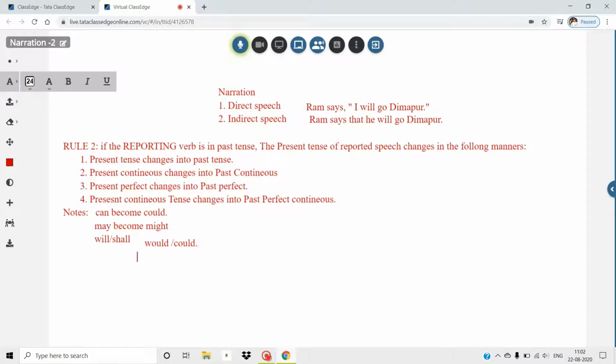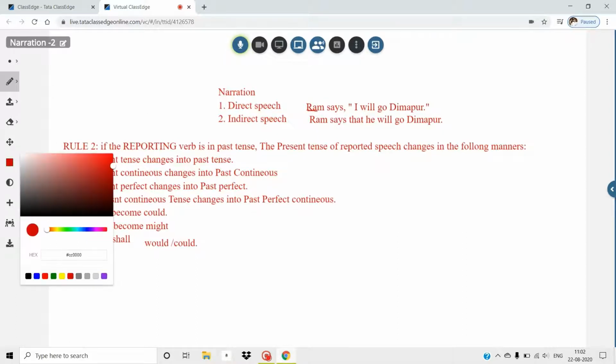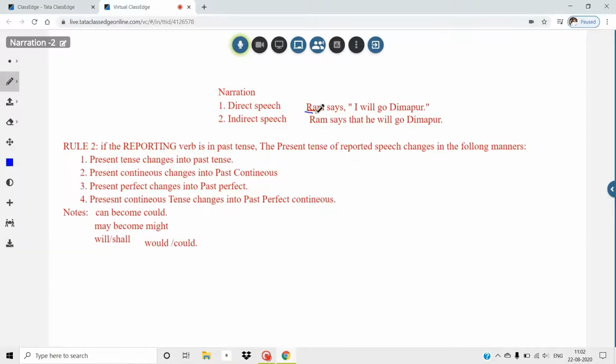Okay. Now here what I have said is reporting verb. Now which was the reporting verb? Here you see, Ram says. In the following sentence, Ram says, this is your reporting verb, isn't it? We have learned these things in our earlier class. And inside the inverted comma, whatever sentence is there, it is called your reported speech.